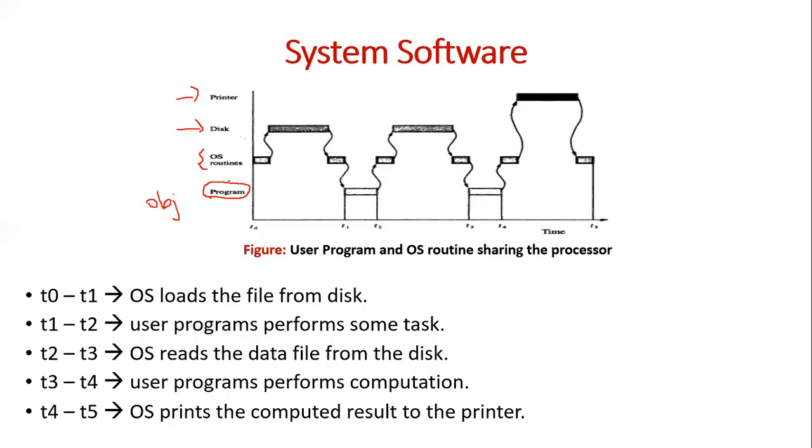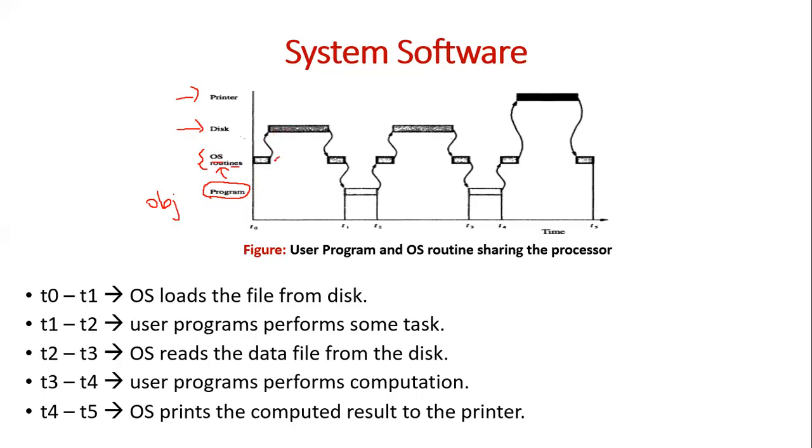Initially the user wants to execute the program, but the program is in the hard disk. The application program cannot directly access the hard disk, so it places a request to the operating system's appropriate routine that such and such program should be executed. Now the operating system loads the program. You can see here the first step is to load the program from the disk to the main memory.